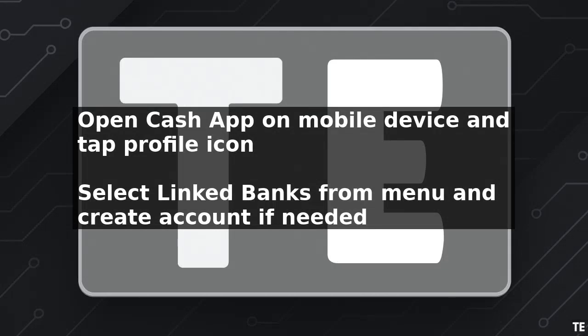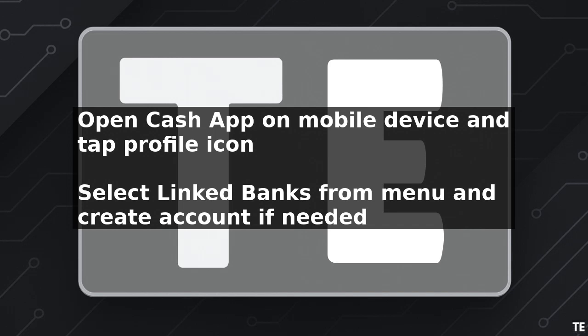To link a bank account on Cash App, start by opening the application on your mobile device. Tap the profile icon located on the top left corner of the screen. Then select Link Banks from the menu. If you have not already, you will need to create a Cash App account and verify your identity.